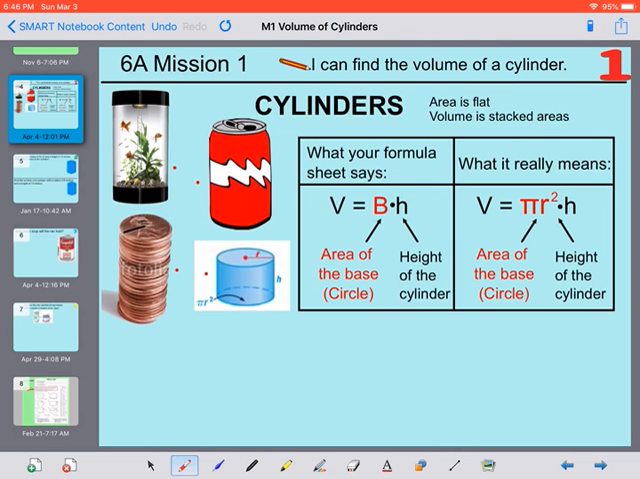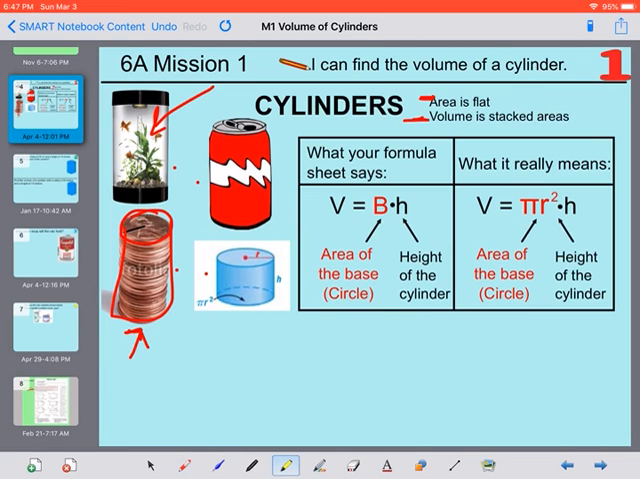So a circle has area, and area is flat. Cylinders have volume, which is like stacked area. So for example, all of these pennies make up the area of this whole cylinder. If we wanted to know how much water is in this cylindrical or circular shaped fish tank, we would be looking for the volume of the cylinder.